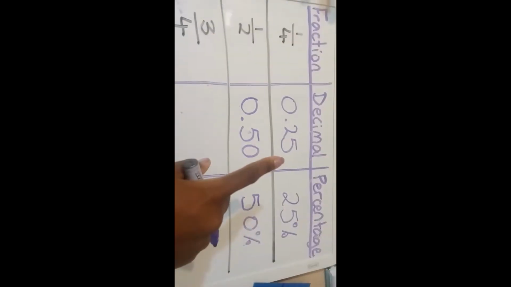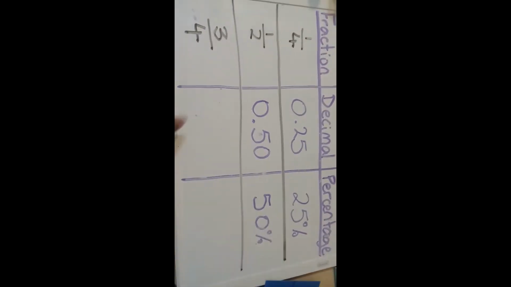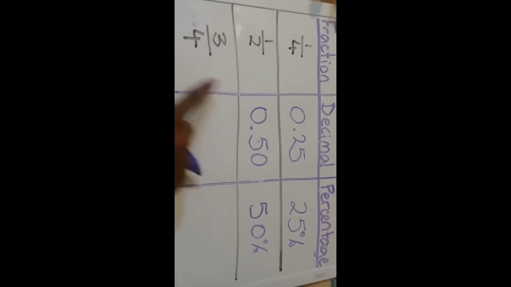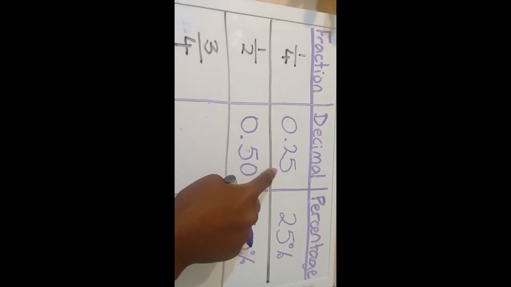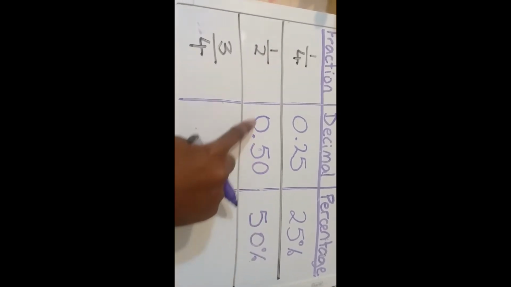We know what a quarter is. We know what a half is. I'm going to give you a second to see if you can figure out what 3/4 would be. Perhaps you multiplied this by 3. Perhaps you added this and this together, because a half is the same as 2/4. 2 plus 1 gives me 3.